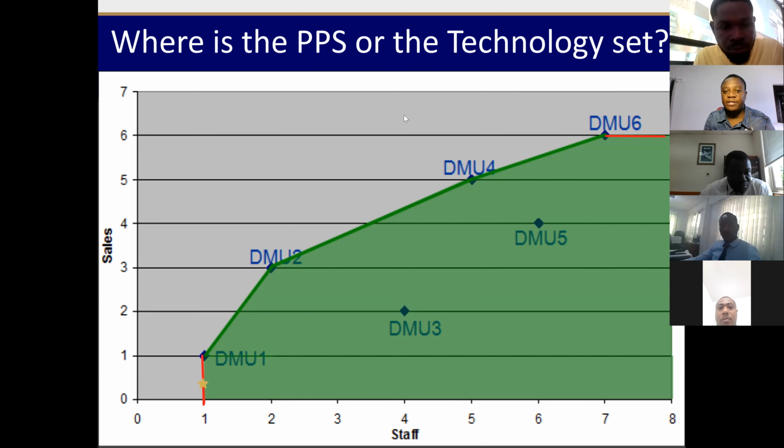Yes, Stephen Morris. Okay, Doc, it wouldn't be efficient because if we trace, for example, DMU6, if we trace it down, we see the number of staff. If there is any DMU producing on the same horizontal line, it is using more staff to produce the same sales, which is inefficient. Okay, that is fine. But by the definition that Kweku gave, would that DMU be efficient?